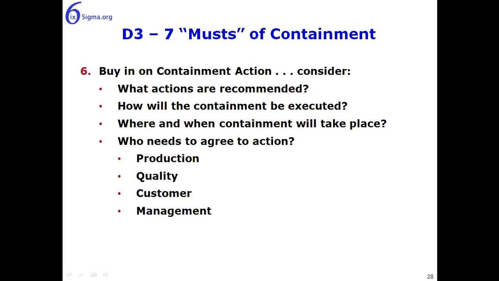Now, once we have our communication plan, the next step is getting buy-in on the containment action. So we need to consider what actions are being recommended and how the containment will be executed, where and when the containment will take place, who needs to agree to the action, and consider production, quality, the customer, management, suppliers, and so forth.